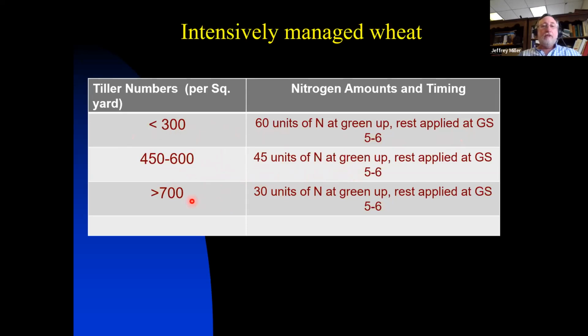If you have a large number of tillers, you don't really need to promote more tiller production, so a low amount of nitrogen at green up and the rest applied later. And for the amount that's applied later, just before the extension phase, the thought is that more of that is going to go into head production and grain fill. So heavier, denser seeds.